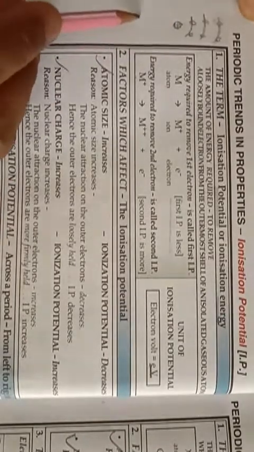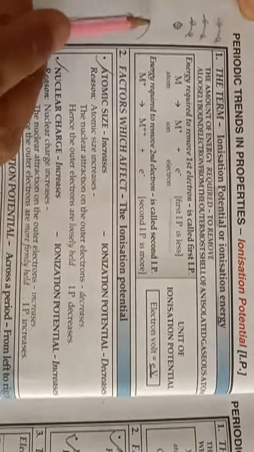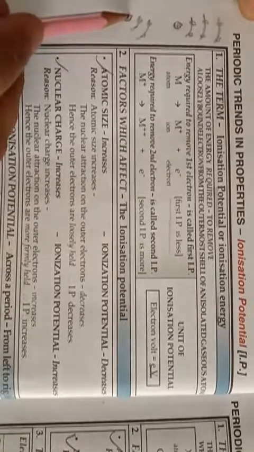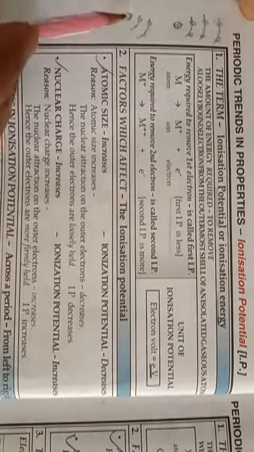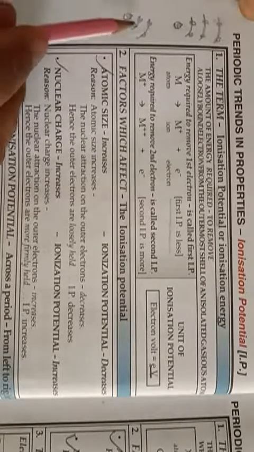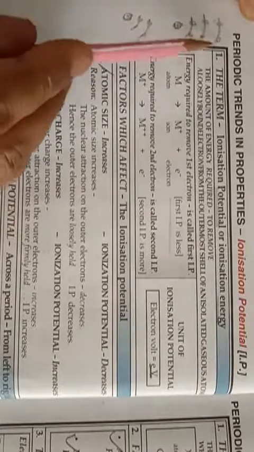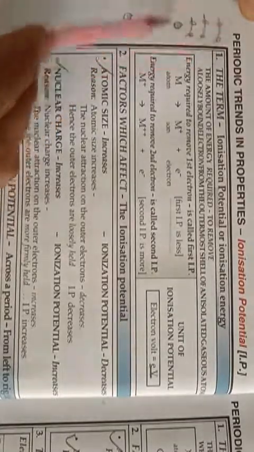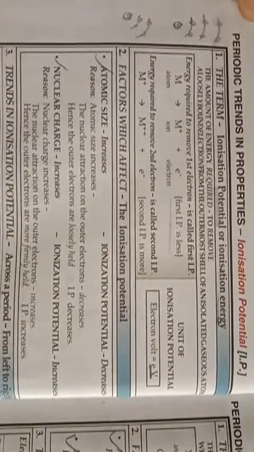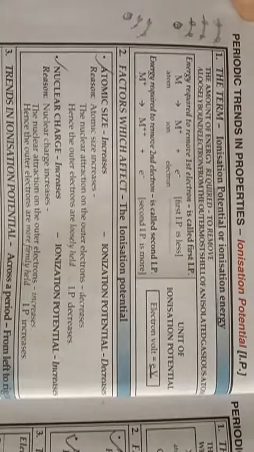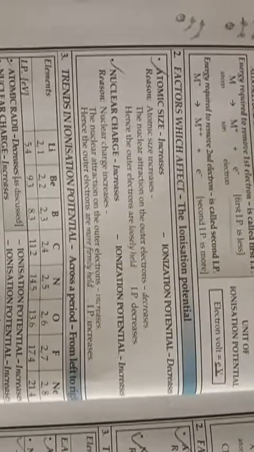So for example, if this is an atom with 3 different shells, and this is another atom with 2 shells, the distance in this atom for the outer electrons is comparatively less, meaning the force of attraction of the nucleus for these electrons will be more, and here it will be less. Okay, so the first IP value for this atom will be less, and for this atom will be more. Okay, children, so if the size of the atom increases, ionization potential will decrease.